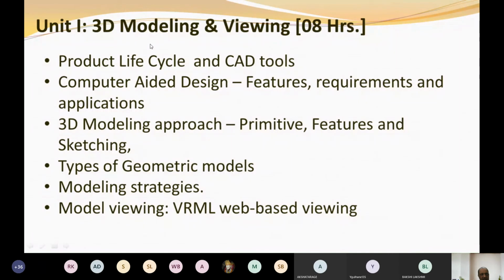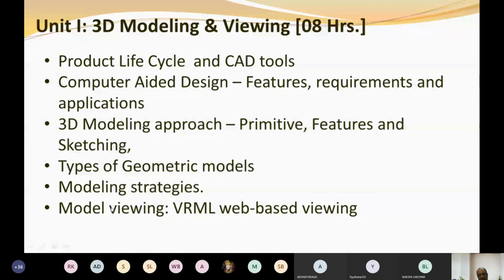So this will make up unit number one. If you look at unit number one, this is totally theoretical. The more you read, the more you will understand. So there are basic things nowadays.